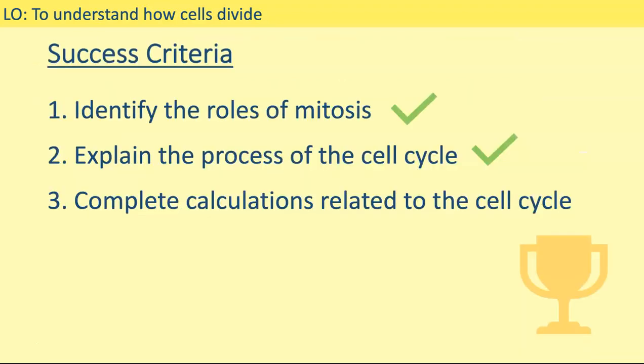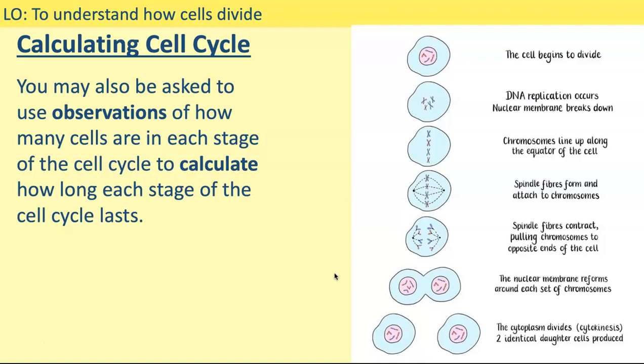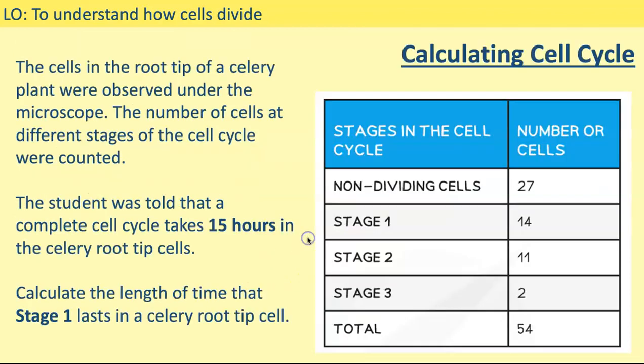So I'm now going to go through the final success criteria, which is to complete calculations related to the cell cycle. So you might be asked to use observations of the number of cells in each stage to calculate how long each stage actually lasts. So this is an example of one of those questions.